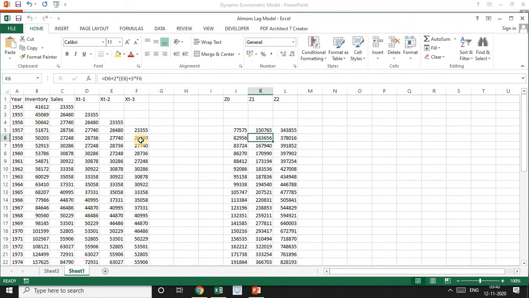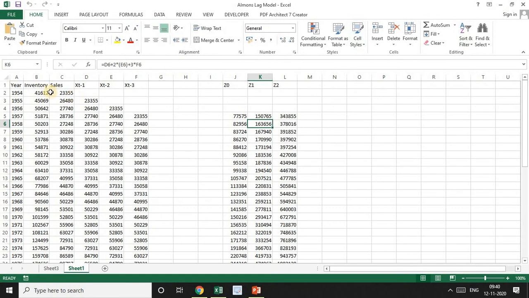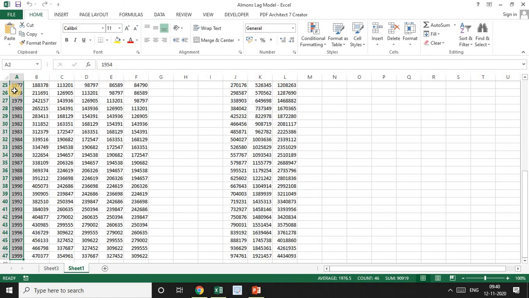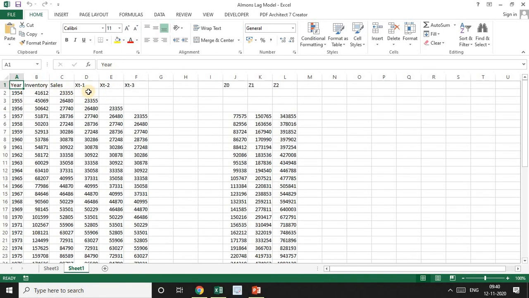Okay, so look at this data. We have data on inventory and sales. Okay, then in macroeconomics you have learned that inventory is a function of sales. Okay, if the sales is increasing, then they have to keep more inventory. Okay, inventory theory of investment. So we have data from 1954 to 1999. We have a huge set of data, almost 46 years of data is there.